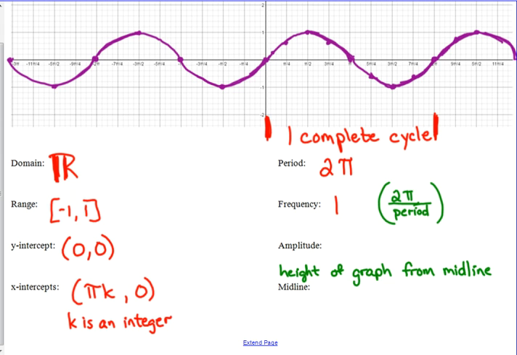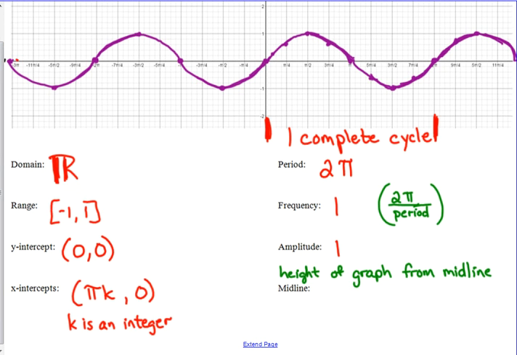Or you can find the total height from bottom to top and divide it by 2. You're going to get the same thing. So in this case, it is 1. We are going to look at changing that in the future, but right now it is 1 because our midline is cutting our function in half.